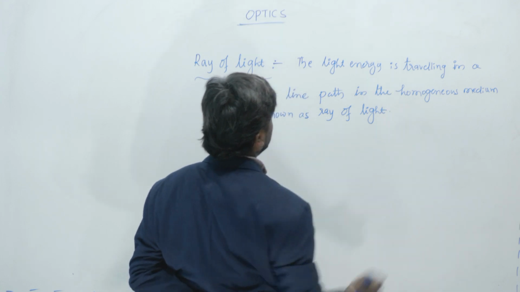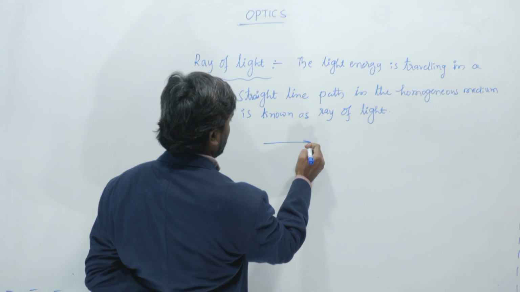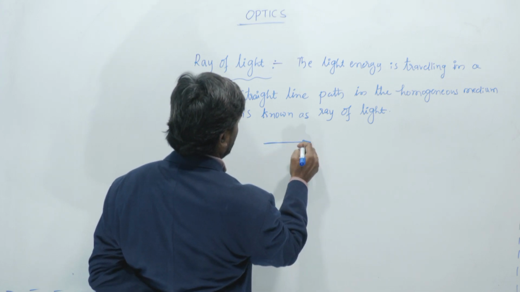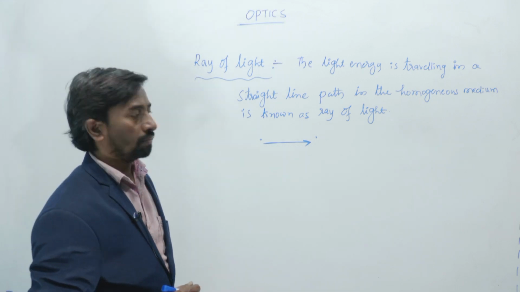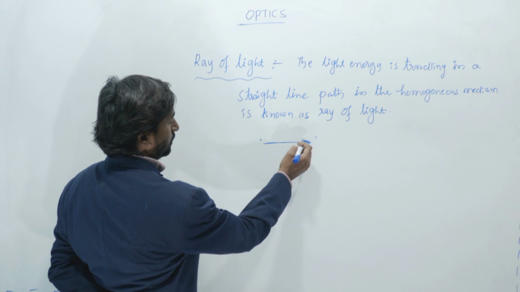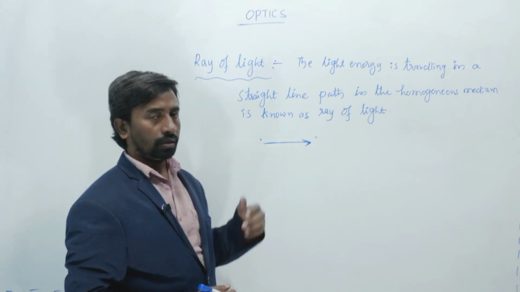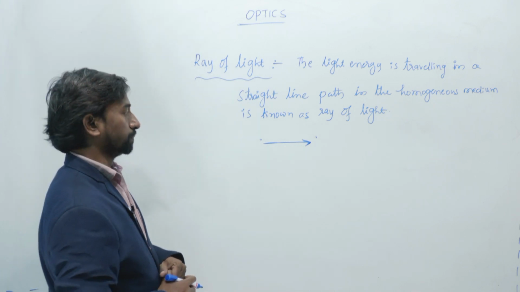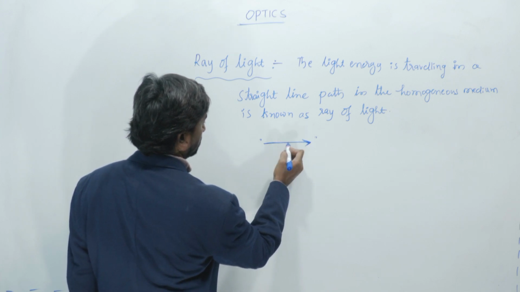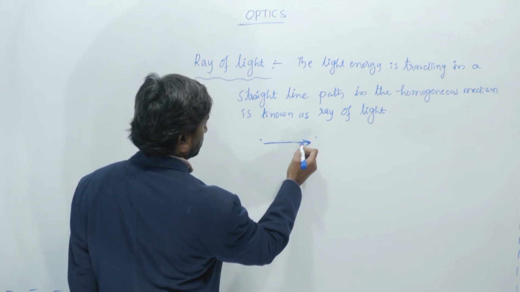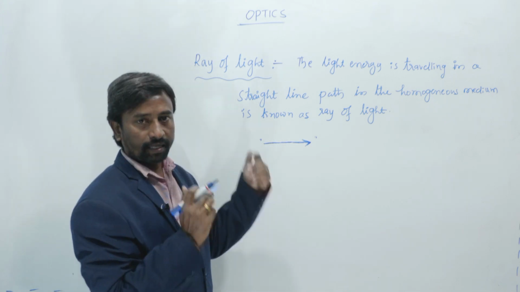Is known as ray of light. So that ray of light can be denoted by an arrow, a straight line with an arrow is the representation of a ray of light. This arrow mark represents the direction of the light energy in the homogeneous medium it is traveling in, and the straight line shows that the light energy is traveling in a straight line path.